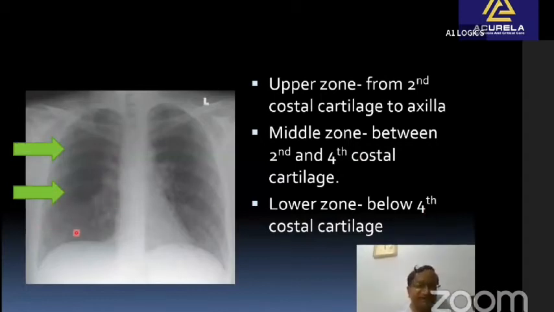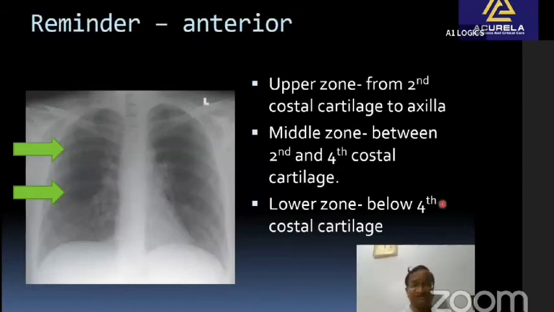Whenever you are commenting on any disease here, we should tell it is in the lower zone and not in the lower lobe, because we don't know where it is. Sometimes this may be the upper lobe also. So we should comment it is in the lower zone, middle zone, upper zone. Sometimes a disc may have three lobes. This may not have three lobes. But the zones are different. Remember, all these things are anterior, not posterior. See here, anterior ribs. Second and fourth. Third and fourth. See here, this is the anterior rib.